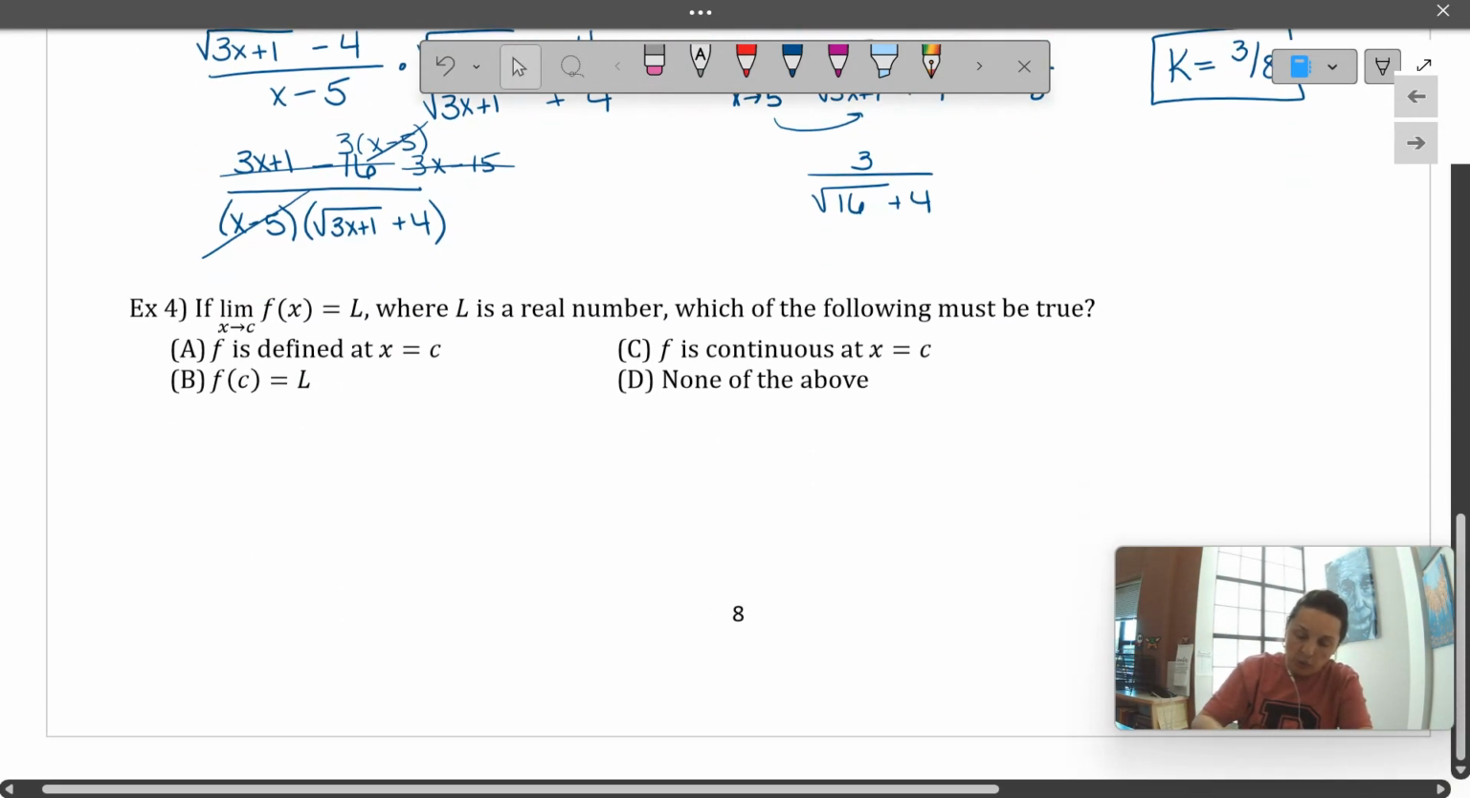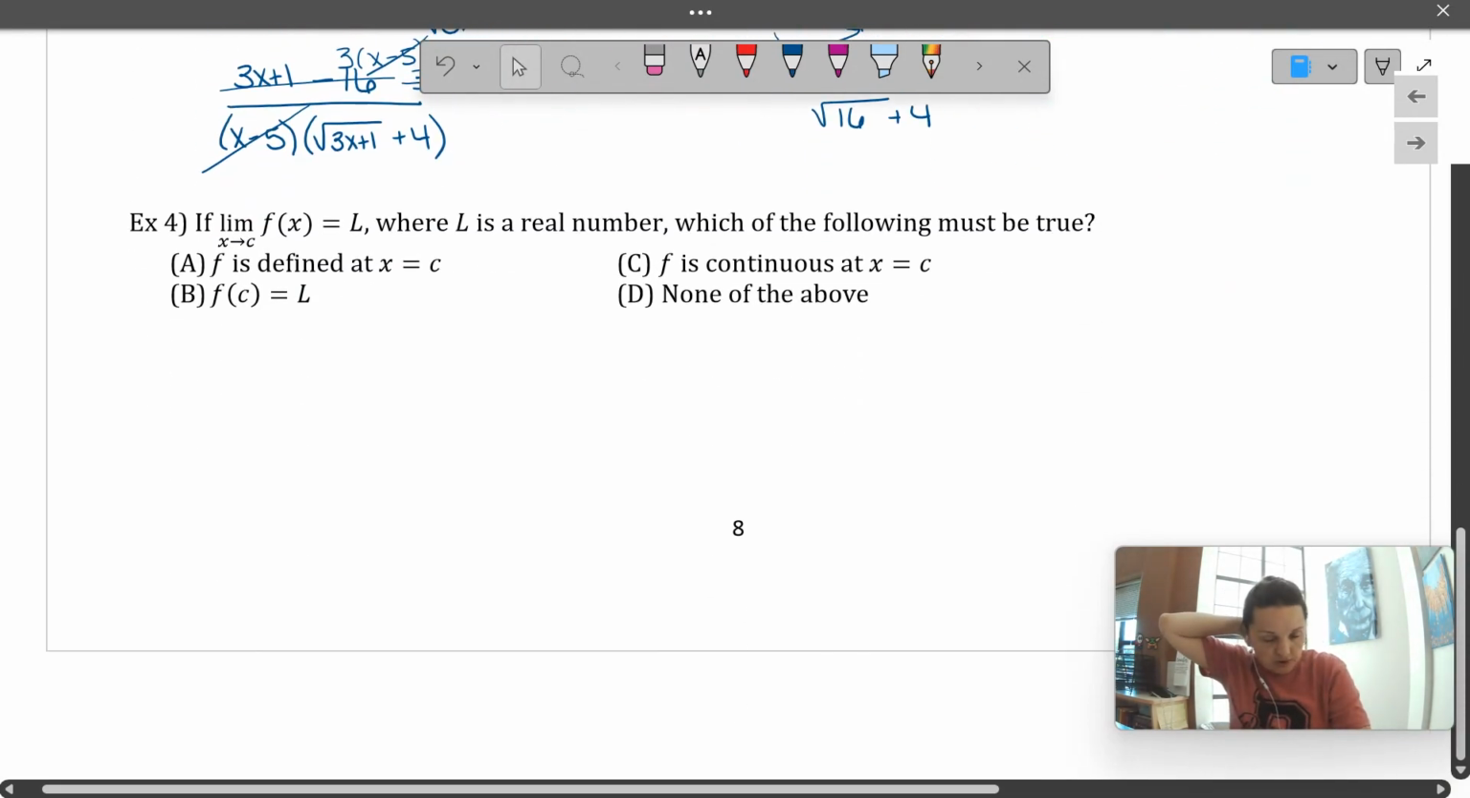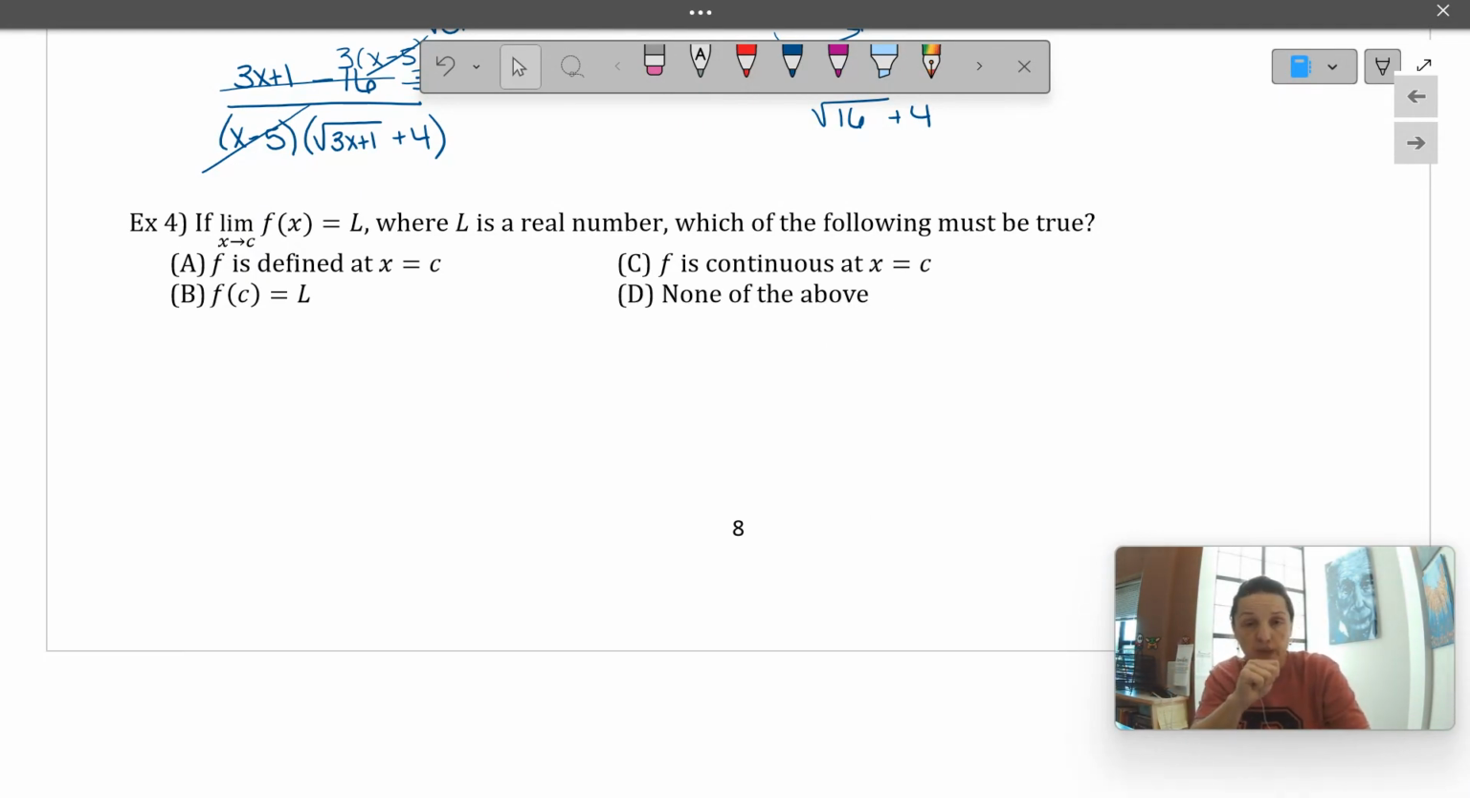All right, very last one. If the limit as x approaches c of f of x equals L, where L is a real number, which of the following must be true? I'm going to start sewing in some multiple choice here because math exists in 4 places: algebra land, graphical visual land, chatty land, verbal explanations, and numerical land. You need to be able to connect all of those to make things make sense.